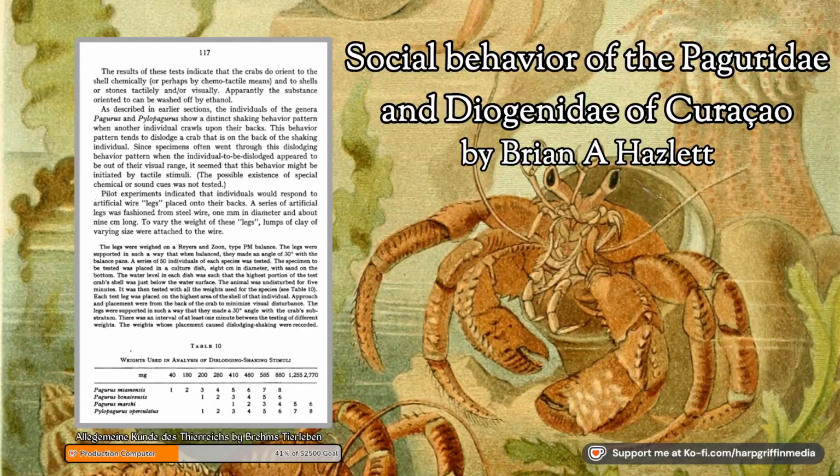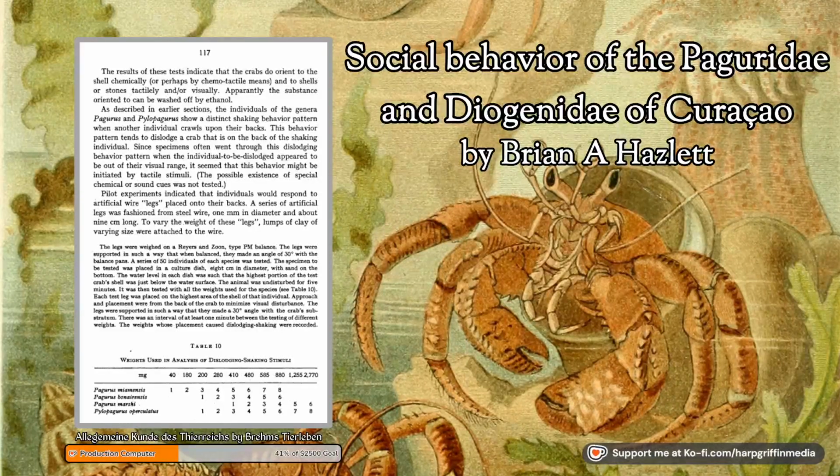As described in earlier sections, the individuals of the genera Pagurus and Pylopagurus show a distinct shaking behavior pattern when another individual crawls upon their backs. This behavior pattern tends to dislodge a crab that is on the back of the shaking individual. Since specimens often went through this dislodging behavior pattern when the individual to be dislodged appeared to be out of their visual range, it seemed that this behavior might be initiated by tactile stimuli. The possible existence of special chemical or sound cues was not tested.